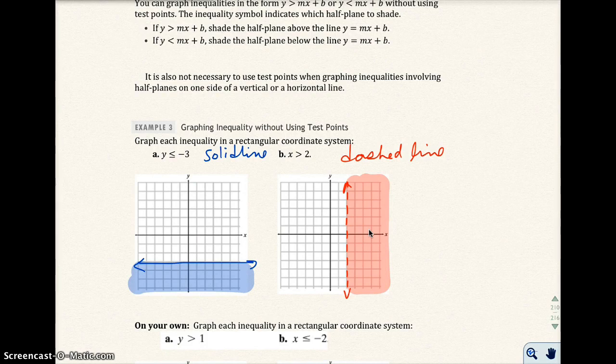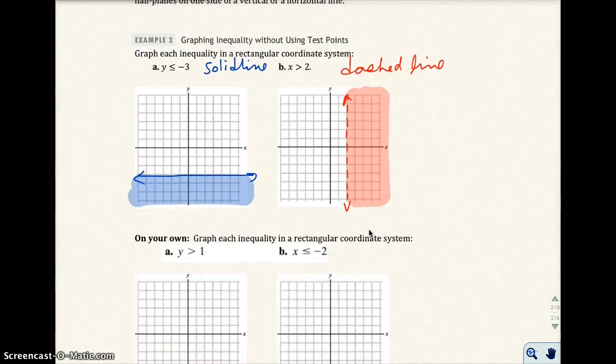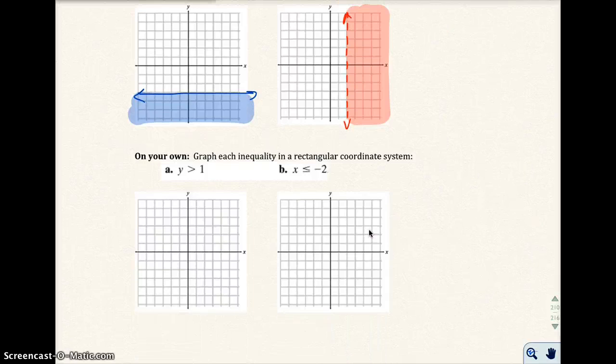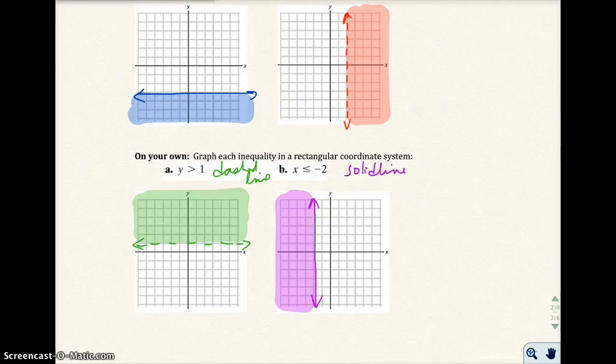On your own, go ahead and do the next two, and then we'll move on. Pause the video, please. Okay, so here are the two answers. I have a dashed line for the first one, and then a solid line for the second one, and I shaded the appropriate region to make the inequality true.